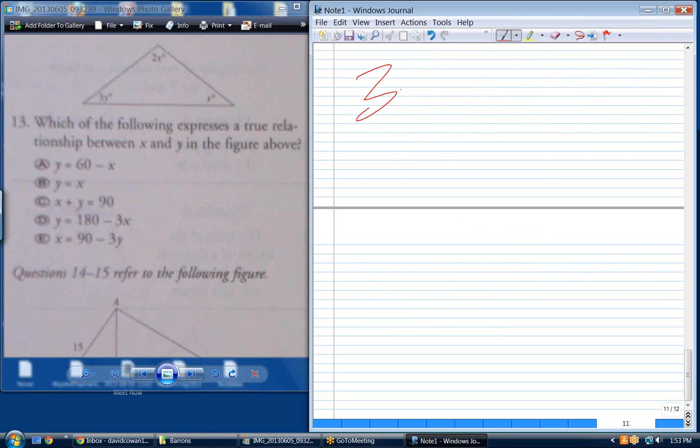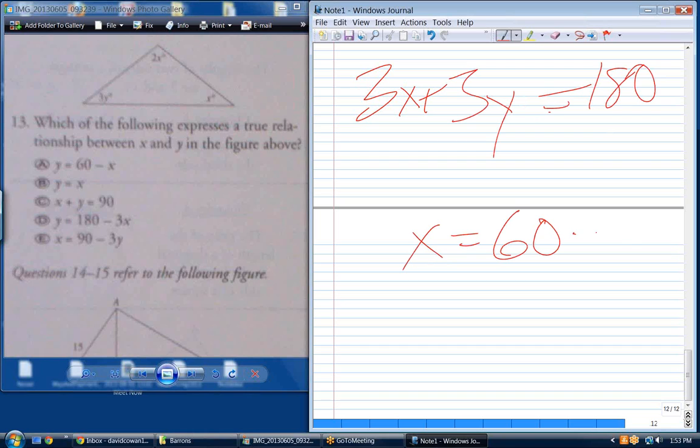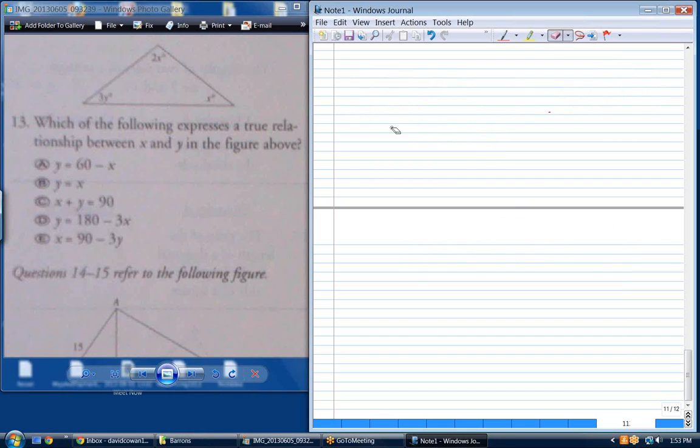We also had 3x plus 3y equals 180. I could solve this for x. X is going to be 60 minus y. But that's not an answer. Right. We have an x equals 90 minus y. That's that one. So, all right.